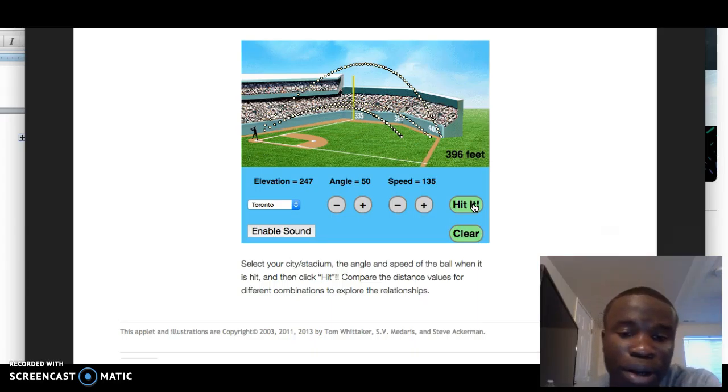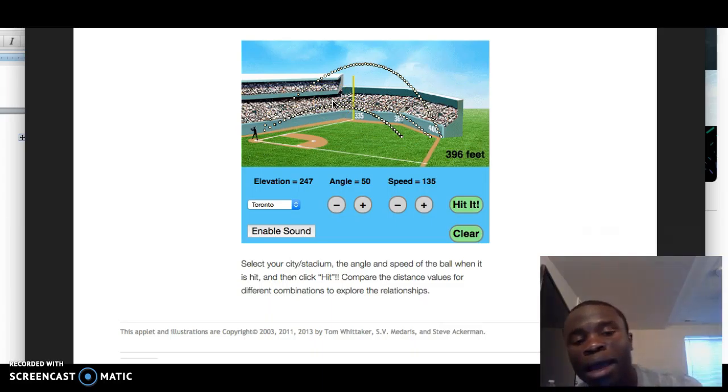So the next part will be to come up with a scenario that you can think about. Let's come up with three scenarios. The first one should be about baseball, and the second one should be about a different sport or a real life scenario where you can use the same speed or maybe angle and the elevation.